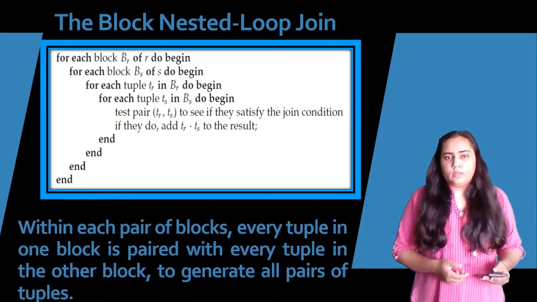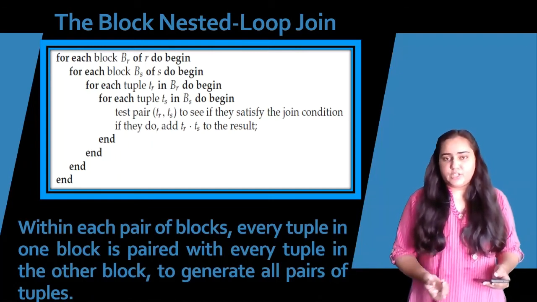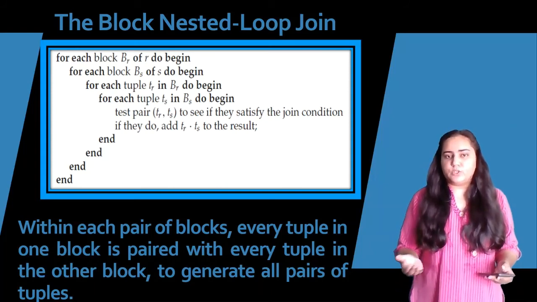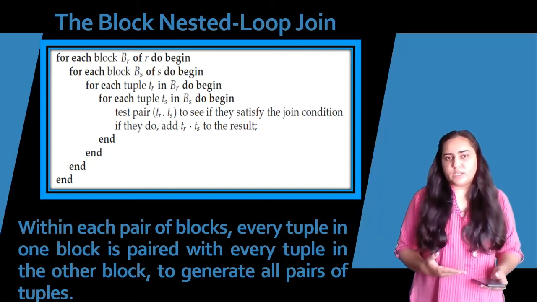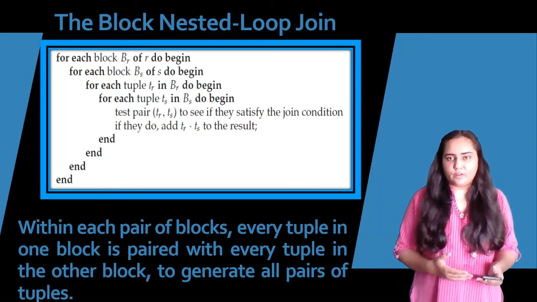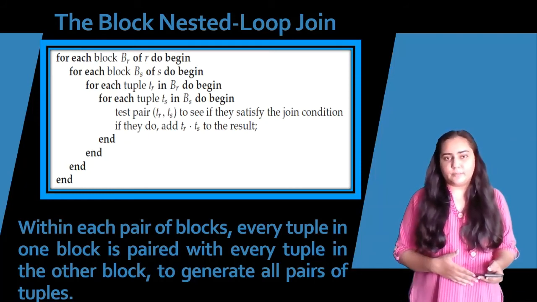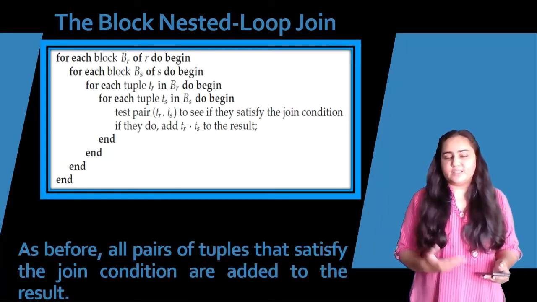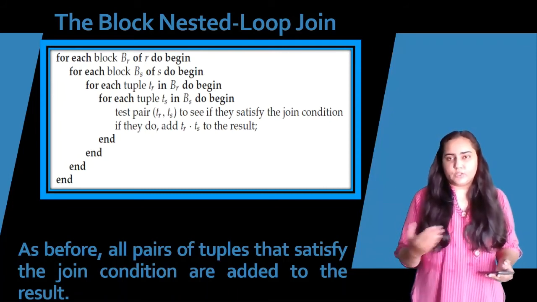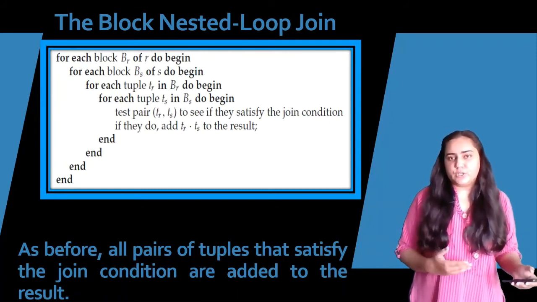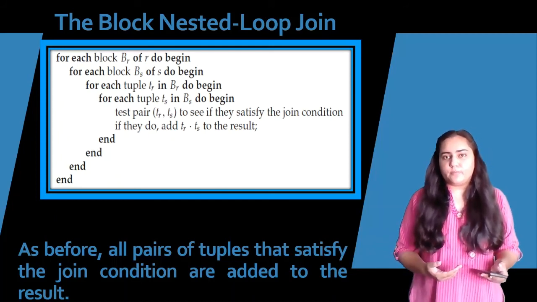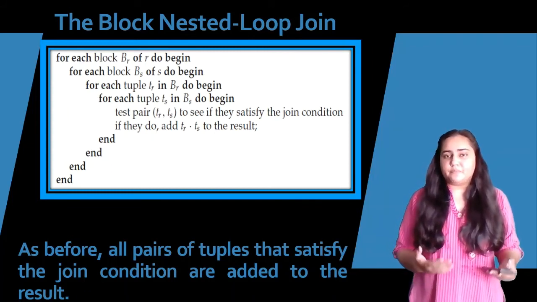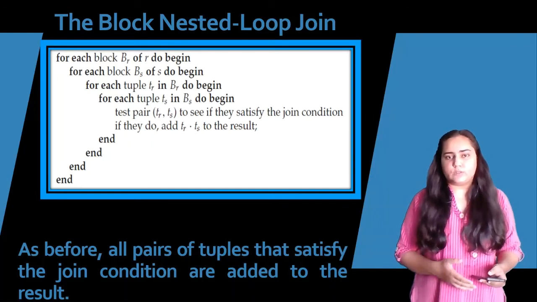Within each pair of blocks, every tuple in one block is paired with every tuple in the other block to generate all pairs of tuples. So at one time, you're just reading two blocks from memory, one block from relation R and one block from relation S. And then as before, all pairs of tuples that satisfy the join condition are added to the result. So instead of applying it to relation R and relation S, we apply the algorithm to one block of R and one block of S, and then the same algorithm is applied. If the pairs match, then they are added to the result.